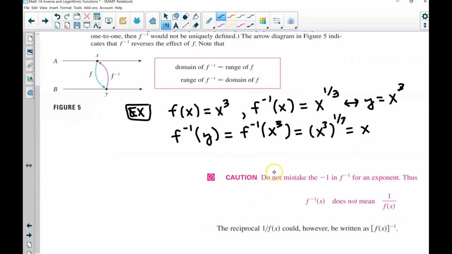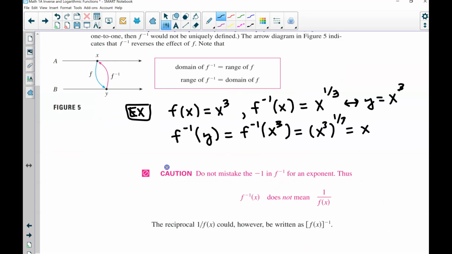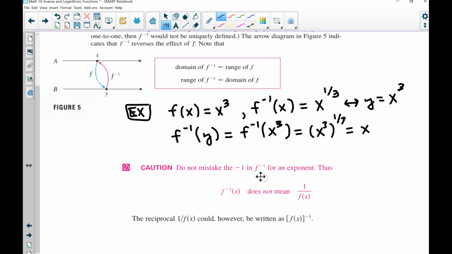Now, we also want to make sure that we take a little bit of caution here. Do not mistake the -1 in f inverse for an exponent, because f inverse of x does not mean 1 over f of x. Now, the reciprocal 1 over f of x could, however, be written as f of x to the -1, but be careful of that notation.